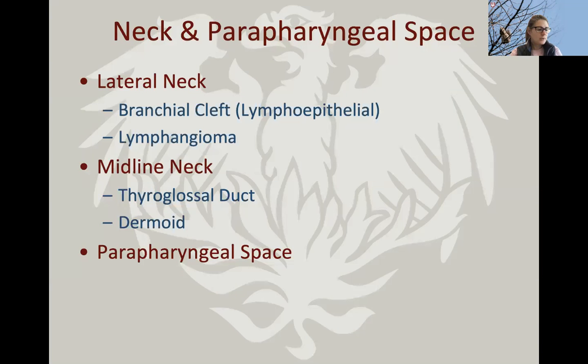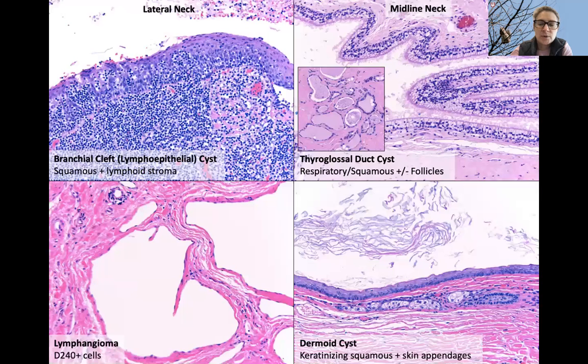We have a few kind of mass-like lesions of the neck. All right, so we can get through these. So when we're dealing with masses of the neck, we're sort of separating them into lateral versus midline versus maybe parapharyngeal space in terms of what our most likely diagnoses are. So in the lateral neck, we could be dealing with something like a branchial cleft or lymphoepithelial cyst, certainly like a lymphangioma, especially in a child. In the midline neck, we can be dealing with a thyroglossal duct or a dermoid cyst, both of which are developmental. And then the parapharyngeal space being nerve sheath tumors or salivary tumors.